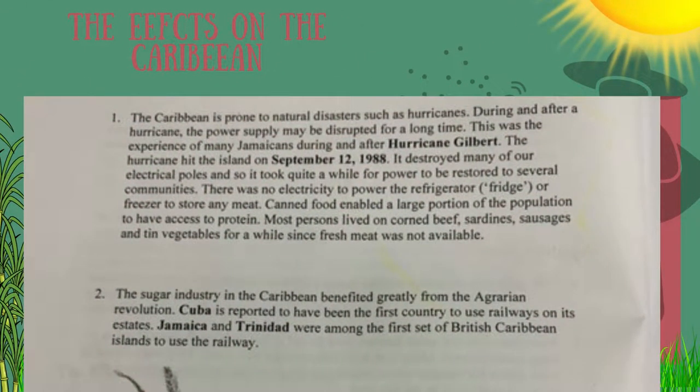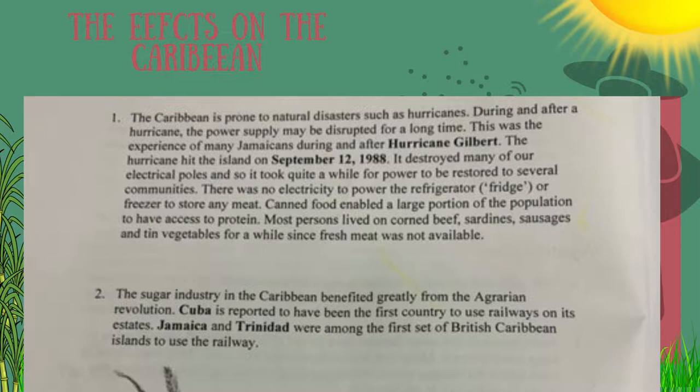The effect of the revolution on the Caribbean. The Caribbean is prone to natural disasters such as hurricanes. During and after a hurricane, the power supply may be disrupted for a long time. This was the experience of many Jamaicans during and after Hurricane Gilbert. The hurricane hit the island on September 12, 1988.